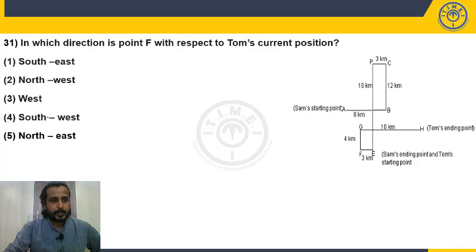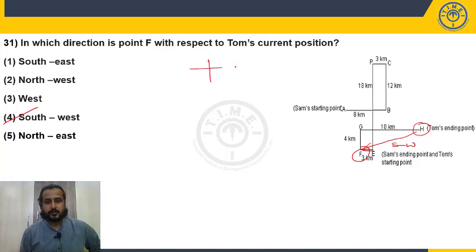Right? Now 31. In which direction is F with respect to Tom's current position? Here is F, and here is Tom's current position. With respect to Tom's current position, which direction is it towards? South or west, so southwest is the fourth option. This will always be the base point. So this direction is showing towards southwest. From Tom's current position, I need to check F's position. From H to F, so choice 4.